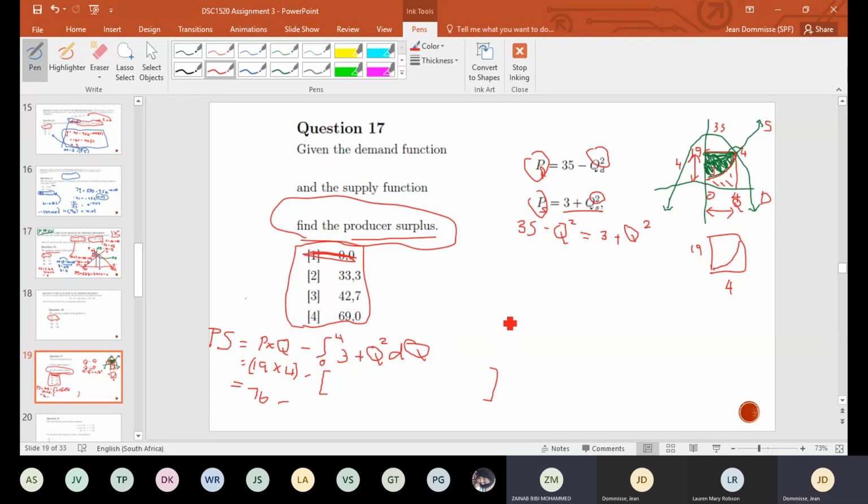I would have found the integral of the formula. Yes. So of course we use integration rules. So the formula would be 3q plus q to the power 3 divided by 3. And then you just substitute 4 into q, and then you subtract 3, and then you substitute 0, which gives you 0. So it is basically substituting 4 into the q.